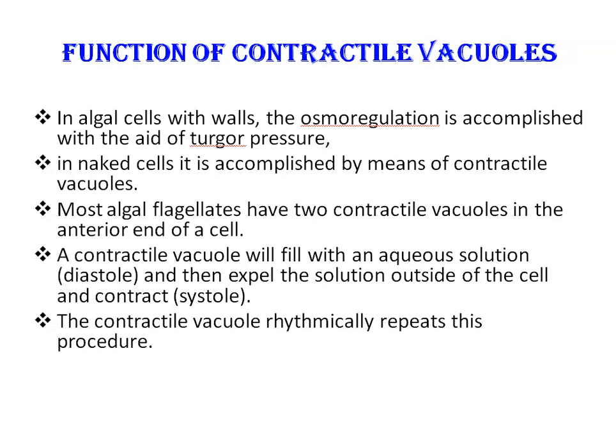Most algal flagellates have two contractile vacuoles in the anterior end of the cell. A contractile vacuole will fill with an aqueous solution, which means diastole, and then expel the solution out of the cell and contract, which means systole. The contractile vacuole rhythmically repeats this procedure. If there are two contractile vacuoles, they usually fill and empty alternately.